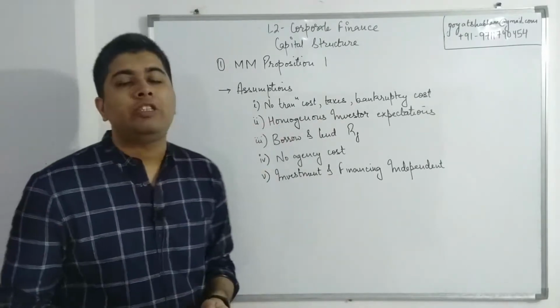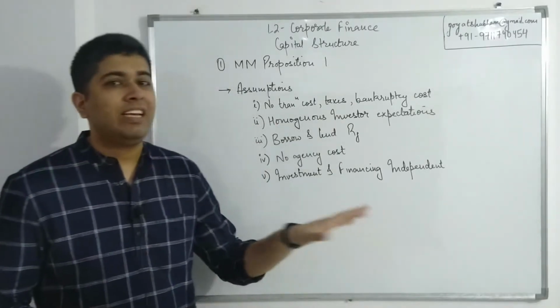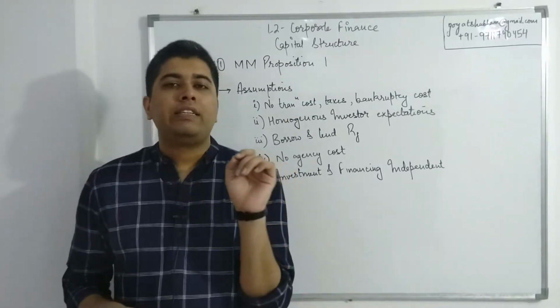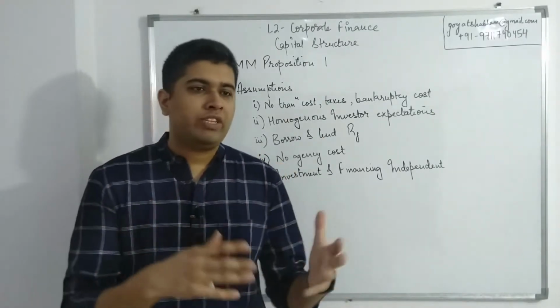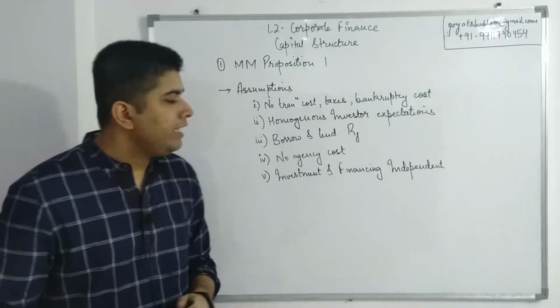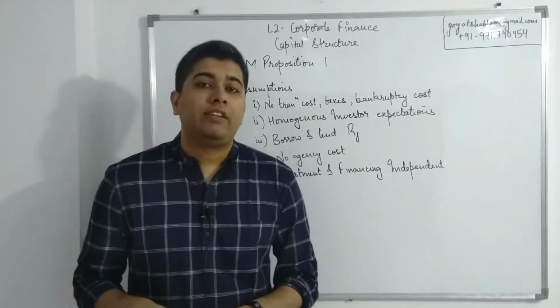Then you have homogeneous investor expectations. This is saying that all investors in the market, every single investor in the market has the same set of expectations. So two investors cannot have different expectations. The third one is saying that you can borrow and lend money at the risk-free rate.